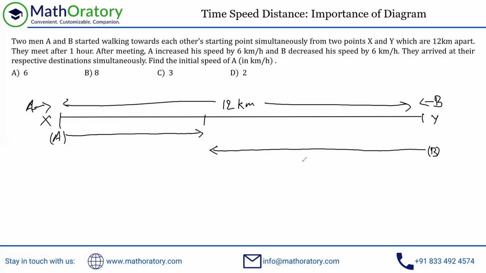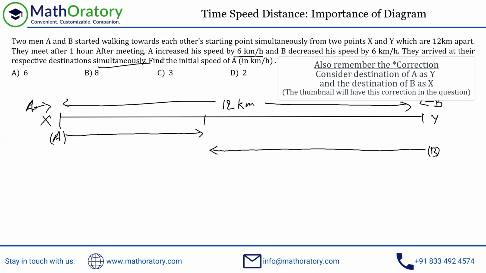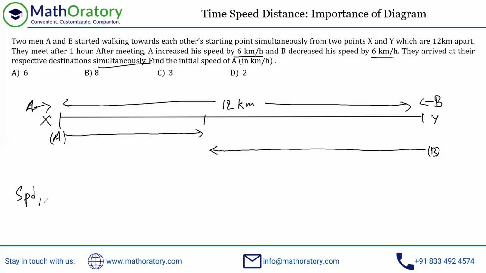And after that, after meeting, from here in the question, A increased the speed by 6 km/h and B decreased the speed by 6 km/h and they arrive at the destination simultaneously. So what you have to gather from this is, let us assume a few things here before we move on. I'm not sure whether I'm going to use these variables in the solution, but let me take some of these, maybe just for indicating.